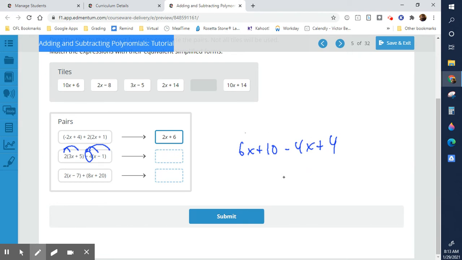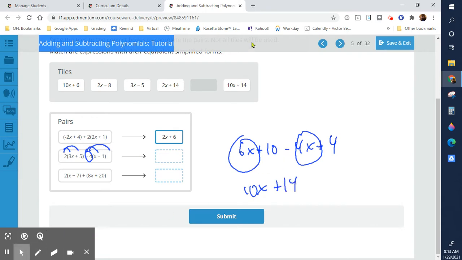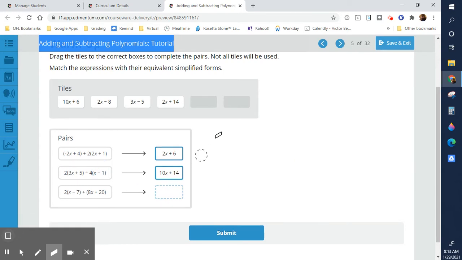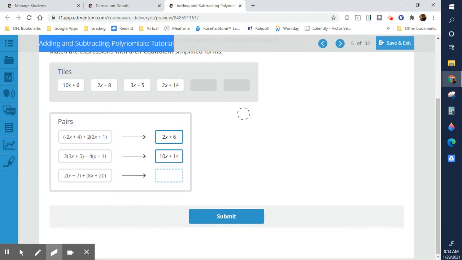So now that I have that done, I'm going to get my x's together, 10x, and then 10 plus 4 is 14. So I should have 10x plus 14. I already see it. It's right here. Bring it down. Let me erase the board. And again, guys, I'm sorry if I'm going fast, but feel free to rewind if you have to.